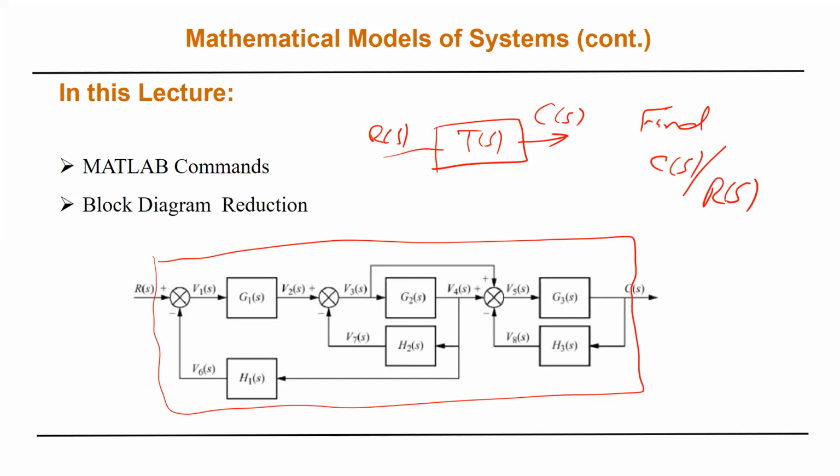So hopefully by the end of the lecture, we will be able to reduce any block into a single transfer function. This is important because sometimes you would like to see the direct relationship between R and C. It will give us more idea if you want to design or understand. Any question here? So this is the objective of this lecture: MATLAB commands and block diagram reduction.